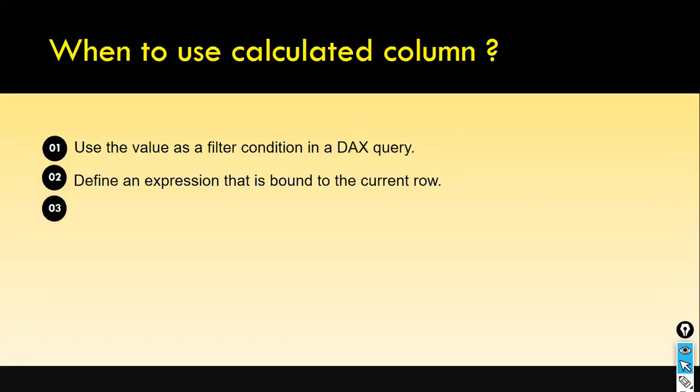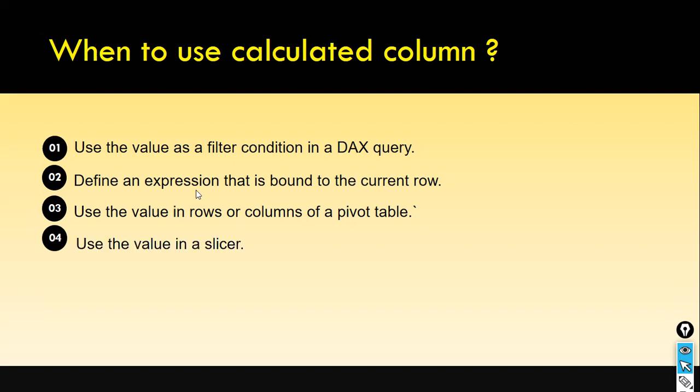So now the question is, when to use the calculated column and when can I use a measure? Use the value as a filter condition in a DAX query. Yeah, this is another important point. If you want to filter the data, in that kind of situation, you need to have the column in your table. Otherwise, how can you filter the data or subset the data? Define an expression that is bound to the current row.